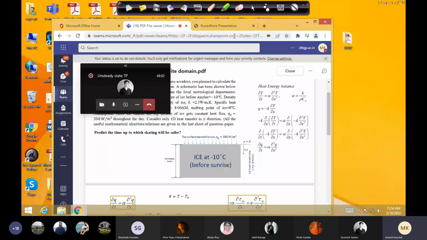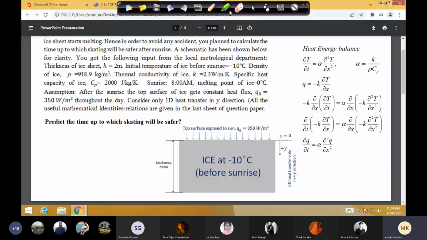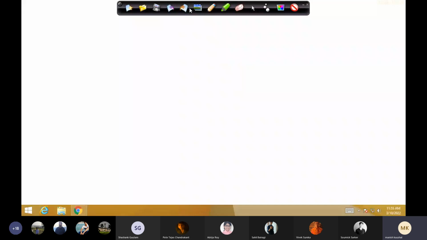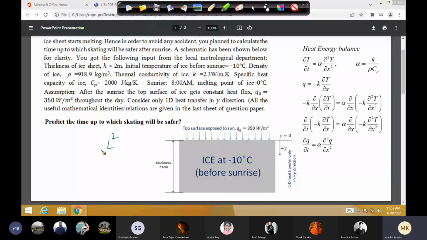Yes, Adrija. In fact, not alpha. Tell me the value of this L square by alpha, just to get a time estimate. But first tell me what alpha is. Alpha is K by rho Cp. All the values are given. All are SI units, so no issue. K is 2.3, rho is 918.9 and Cp is 2000. Just tell me what alpha is.